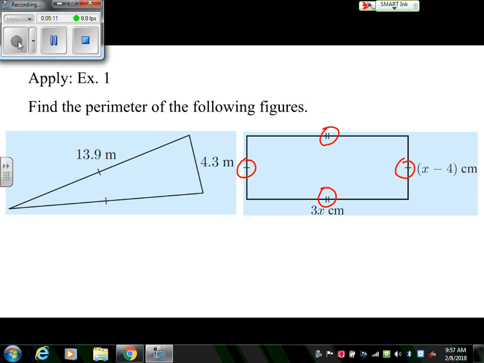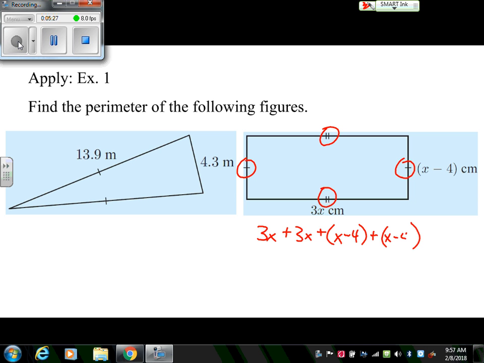or be congruent. So I can take the 3x that I have on the bottom, but I know there's another 3x on the top. And then I'm adding when I'm doing perimeter, and my side on the right is x minus 4 centimeters, and I have another one of those over on the left.